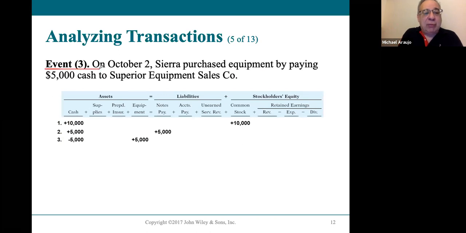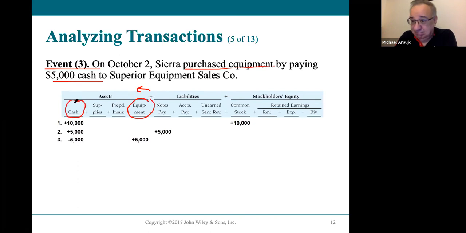All right, event number 3 happened here. We purchased equipment and we paid $5,000 cash for that equipment. So you remember this, we have more. Now, this is interesting because both accounts are asset accounts, right? Equipment is an asset account and cash is an asset account, okay? But in this case, we have more equipment and we have less cash.